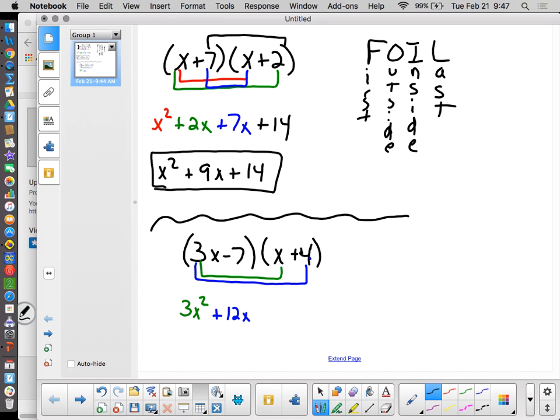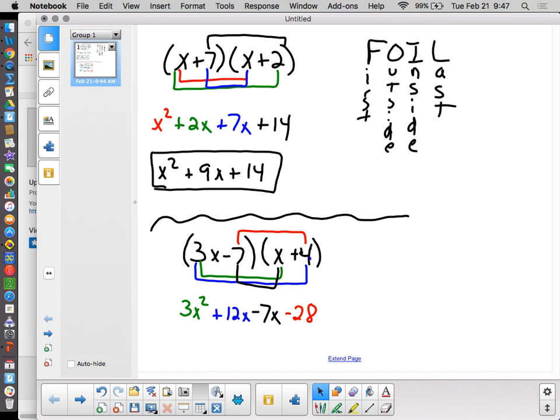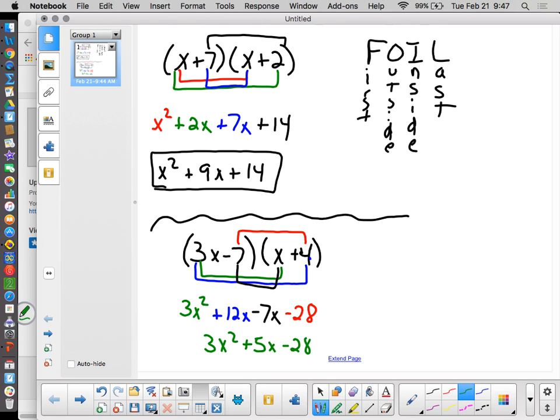Don't just write 12x, write the positive sign down. If you don't write it down, you'll forget that it's a positive, and you'll make mistakes. Inside, negative 7 times x, negative 7x. And finally, last, negative 7 times positive 4 is negative 28. When I combine like terms, I get 3x squared plus 12x minus 7x gives me a plus 5x minus 28. And that's how we FOIL things out. It's really just a double distributive property. You're multiplying the 3x into both terms, you're multiplying the 7 onto both terms. But that's how it works.